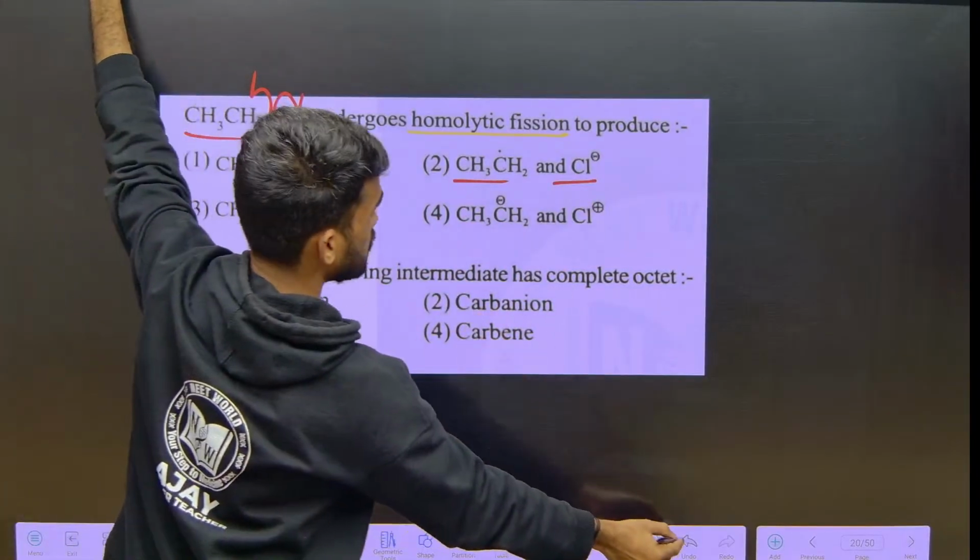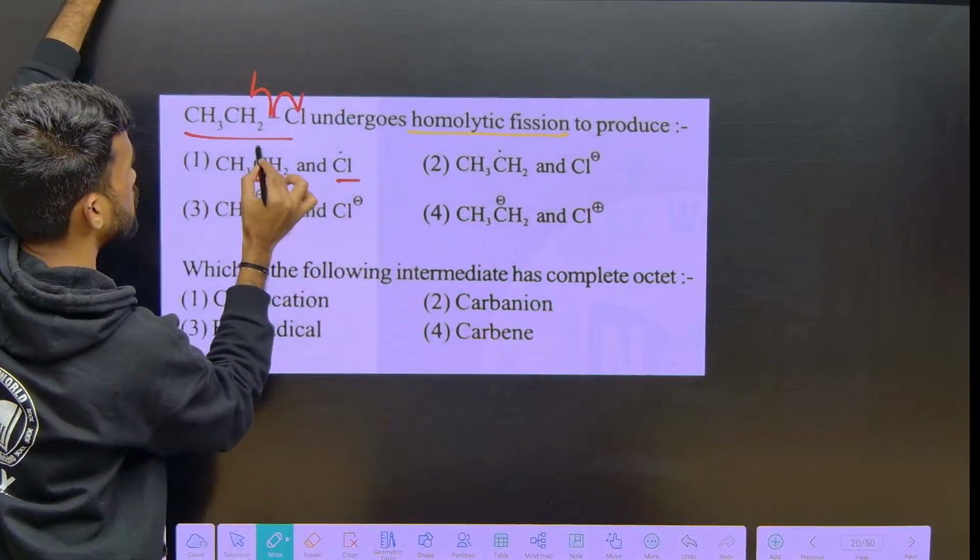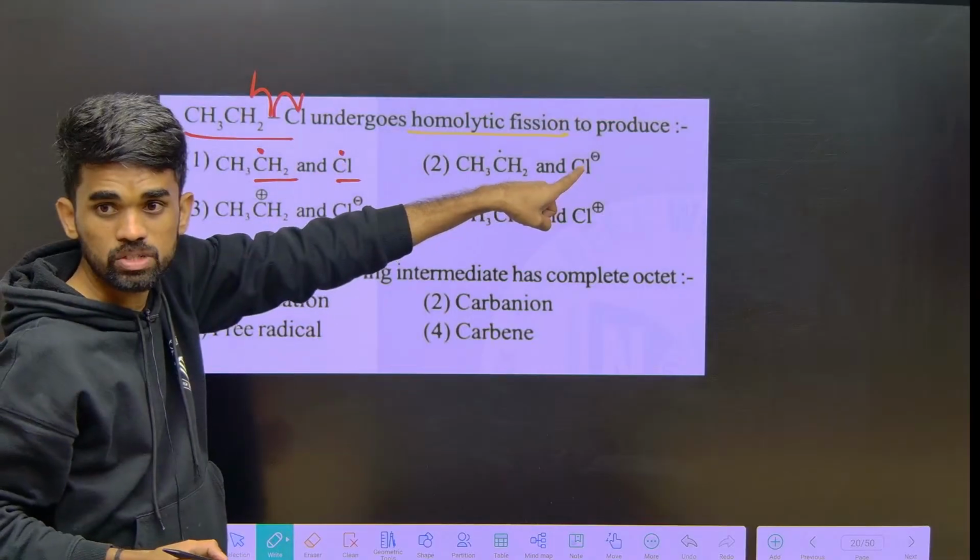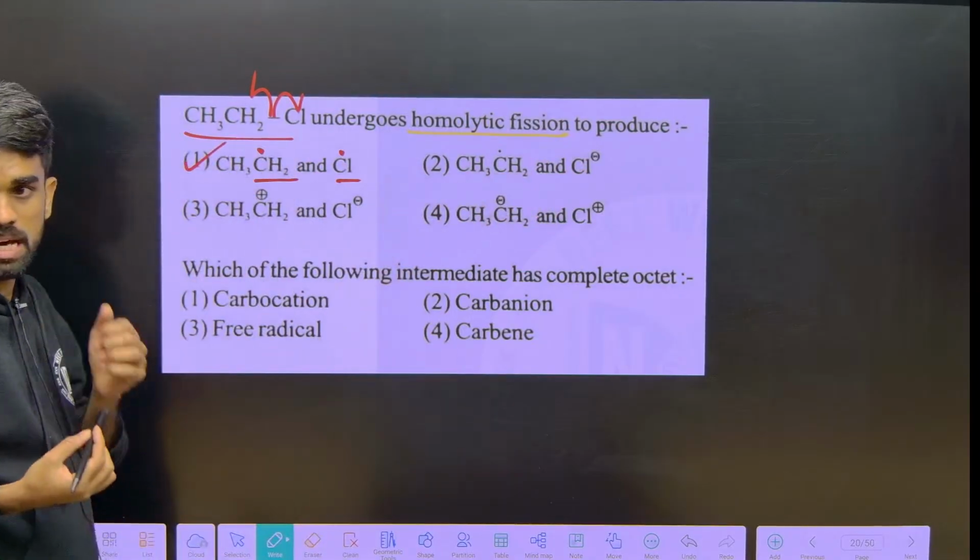So you are going to get something like this. Dot, no, not like that. Something like this, dot and dot here. This is having negative charge. So your option 1 should be correct. Next one.